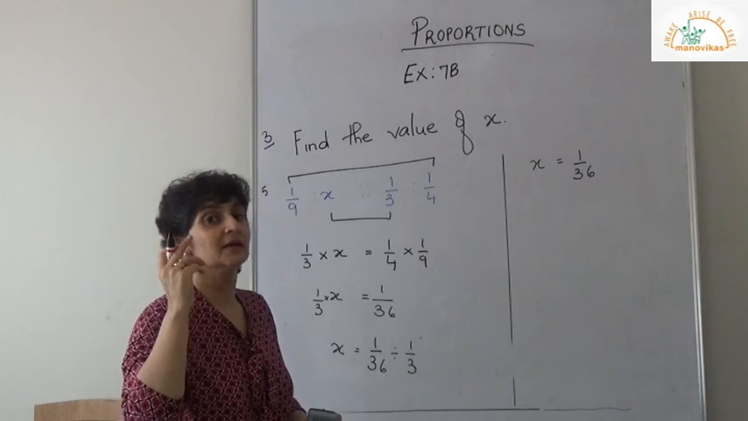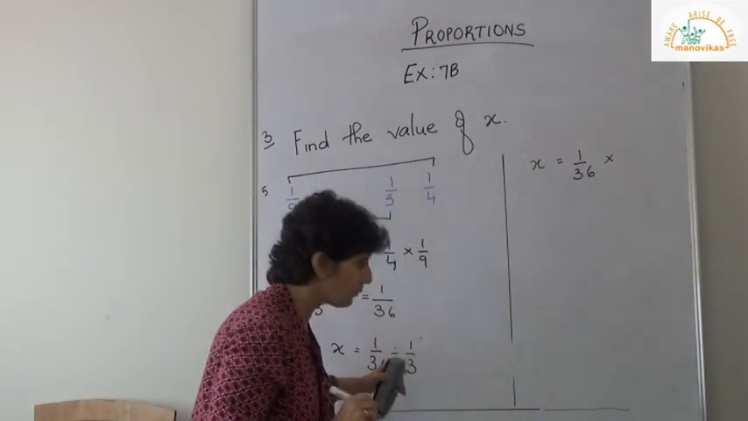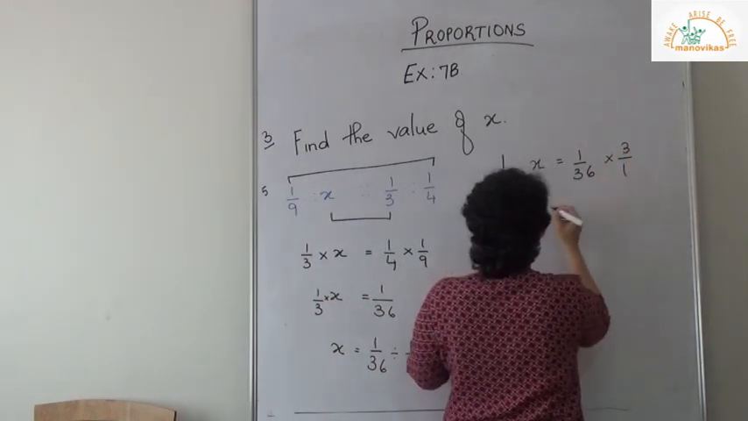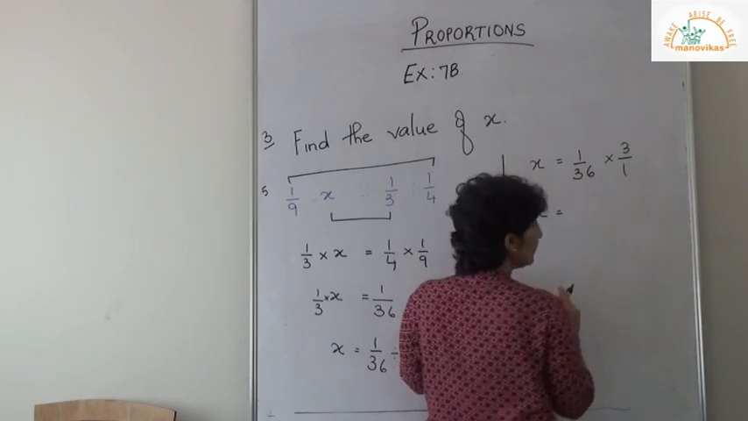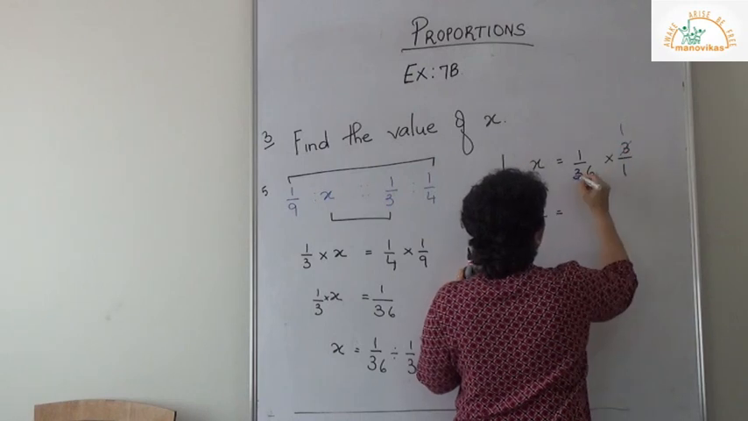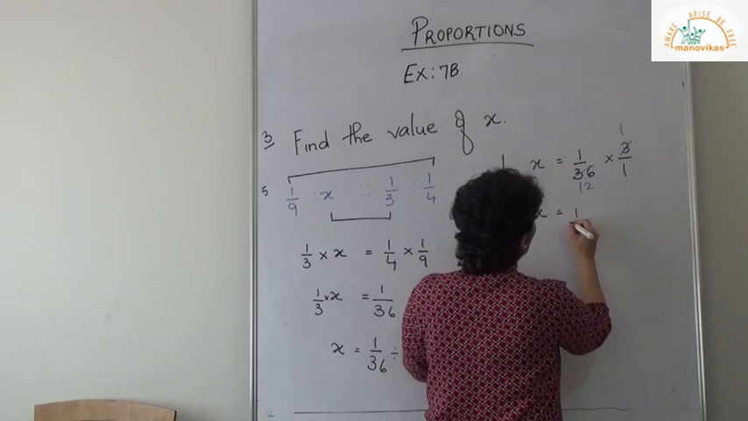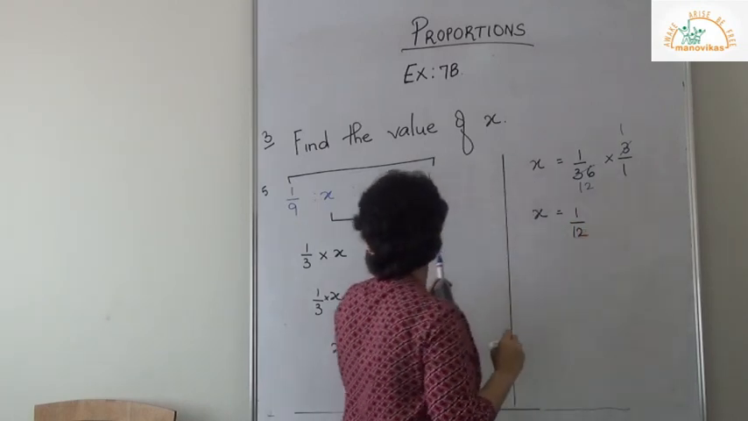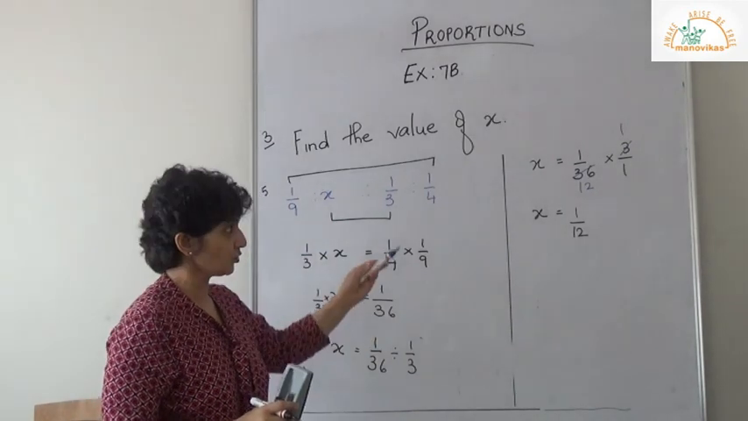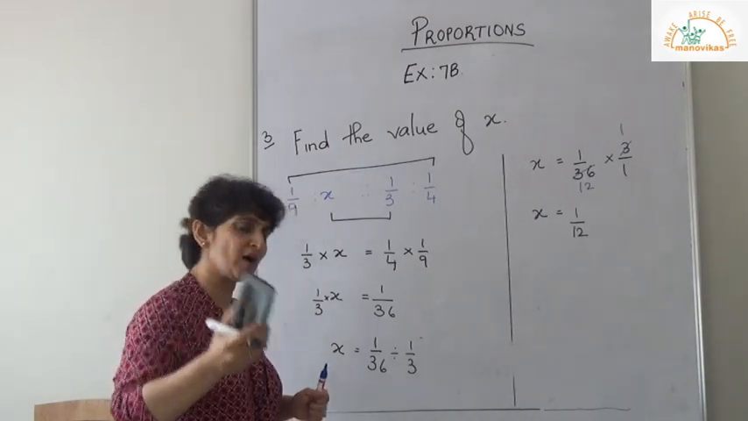Divide will become, yes, multiply. And when I multiply, 1 upon 3 will give me 3 upon 1. So x is equal to, I can reduce. So when I reduce, 3 ones are 3, 3 ones are 3, 3 twos are 6. So my answer is 1 upon 12. Now this was in the form of a fraction, so leave it as it is. So your answer is x is equal to 1 upon 12. Let's do another kind of sum.